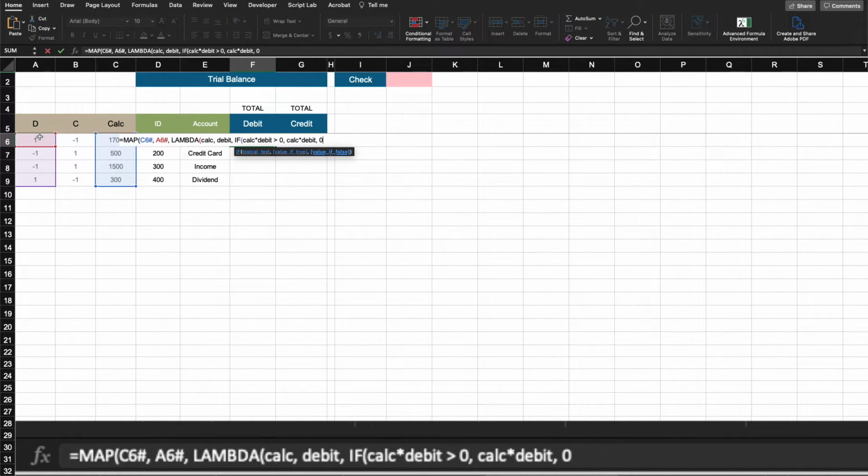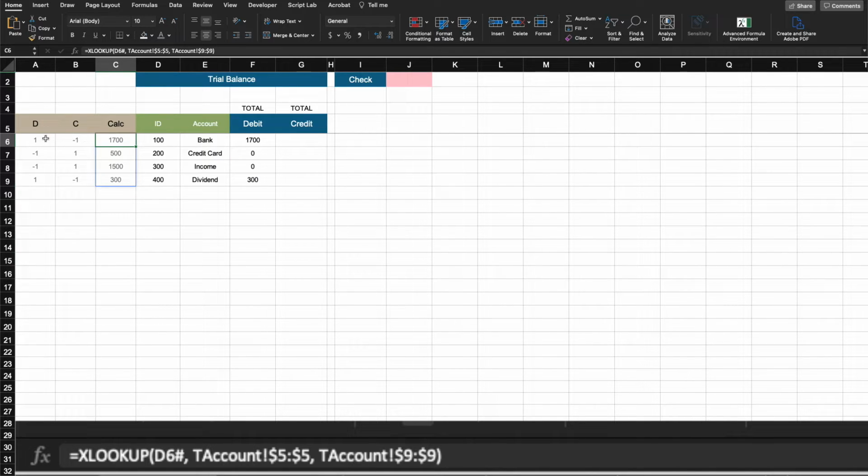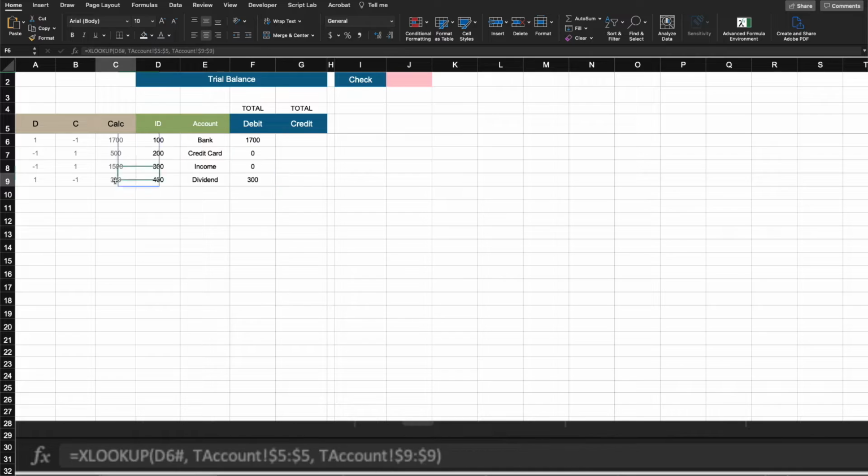Sorry, 0. And let's close the if column. Let's close the lambda column, and let's close the map function. There we go. So it has automatically updated, and you can look at it. The 1700 was a positive number, and it's a debit account. It goes into the debit, and the other ones are negative, but the numbers are positive, so put 0 in there. The last 300 is also a debit account, dividend. So it goes into the debit.